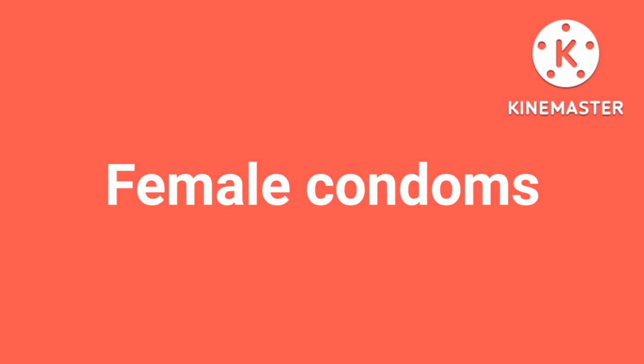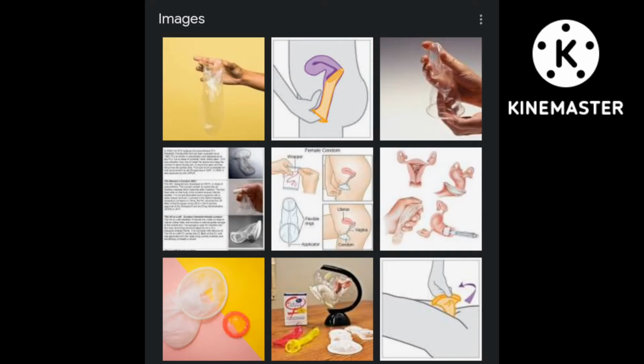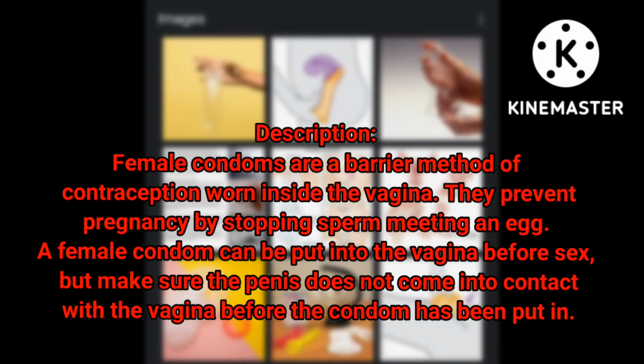And the next is the female condom. As you can see, the picture of female condoms. Description: female condoms are a barrier method of contraception worn inside the vagina. They prevent pregnancy by stopping sperm meeting an egg. A female condom can be put into the vagina before sex, but make sure the penis does not come into contact with the vagina before the condom has been put in.